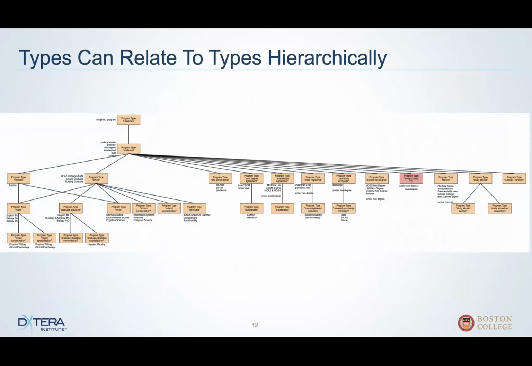So types can relate to each other. In some of these relationships, we can visualize a hierarchy. It's okay if it's a little small and you can't read it, because I think we're going to go more into this particular diagram next week when we talk about programs. But this is an example of a type hierarchy to visualize all the different kinds of programs that are in play at Boston College. It's more than just majors and minors.